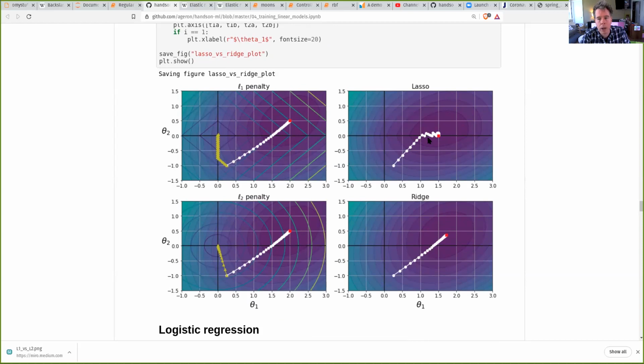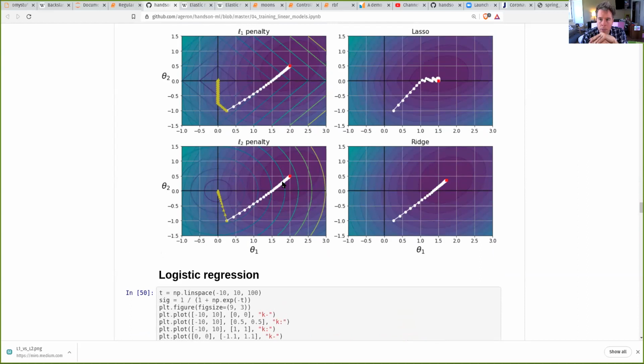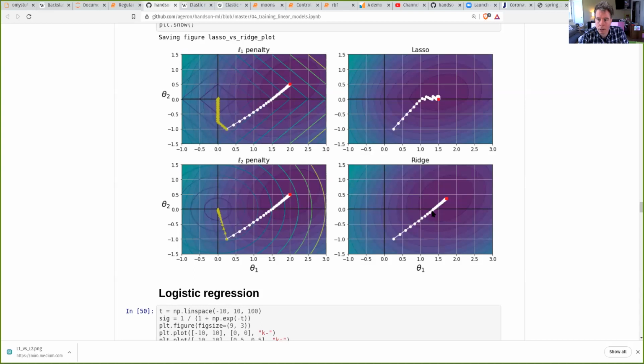And so based on this data set and these images, the L1 lasso would be better than the L2 penalty ridge, right? Because the Manhattan distance would be shorter. If you look at the second image, the Manhattan distance is longer for ridge, and the Manhattan distance is shorter in lasso compared to the L1 penalty.